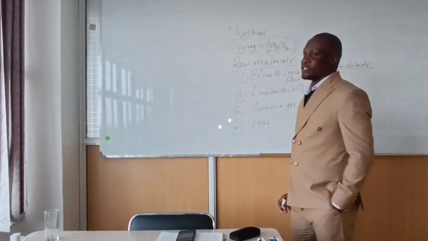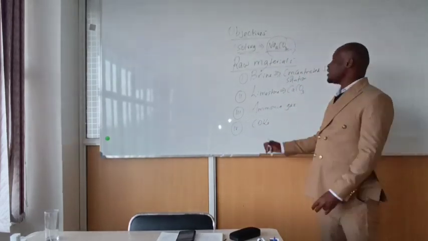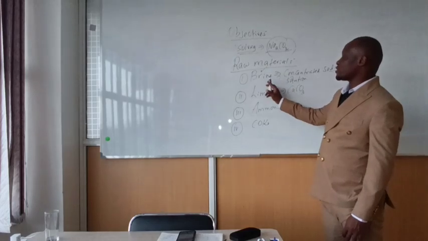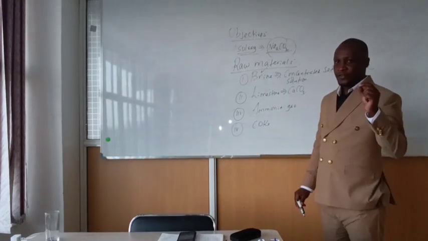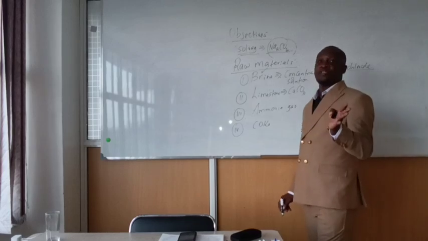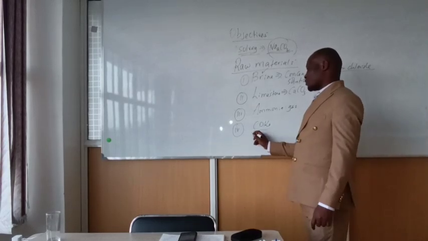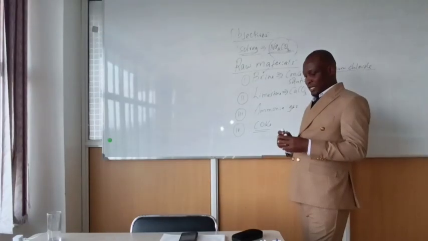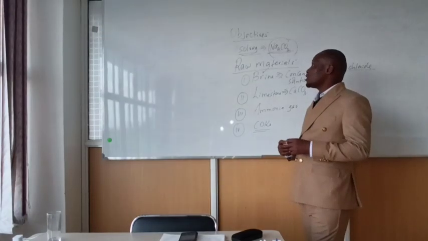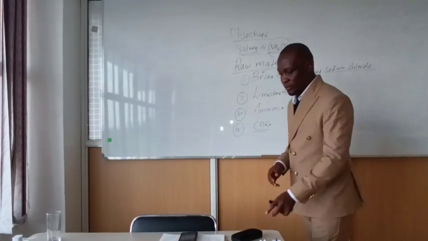Now, it is very, very important for students to know that the main raw materials for the Solvay process are brine, limestone, and ammonia. But if in an exam you are asked for 4 of them, then you can include coke as one of them. But coke should not be the first one that you mention as a raw material for the Solvay process, though it's also very, very important.